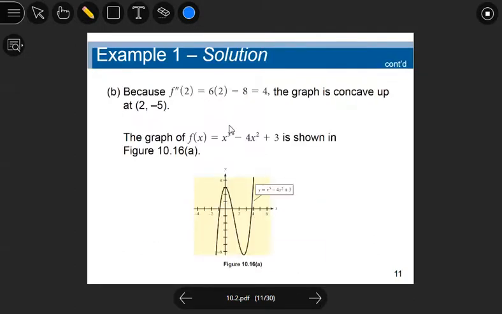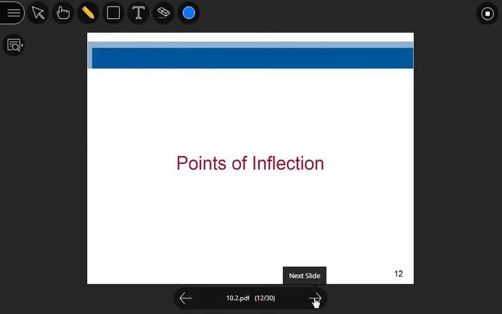Let's move to our second point, (2, -5). First find the second derivative and plug in the point 2, then you obtain 4. So it is greater than 0, which means it is concave up. So very easily, using the second derivative, you can find the concavity at some point or some interval.